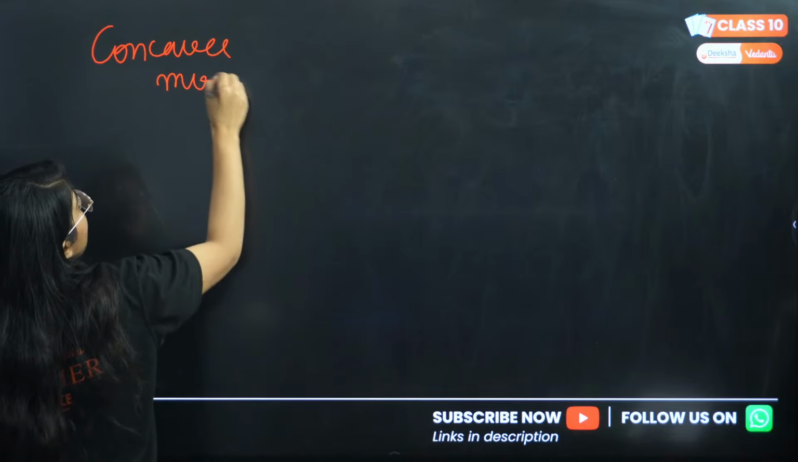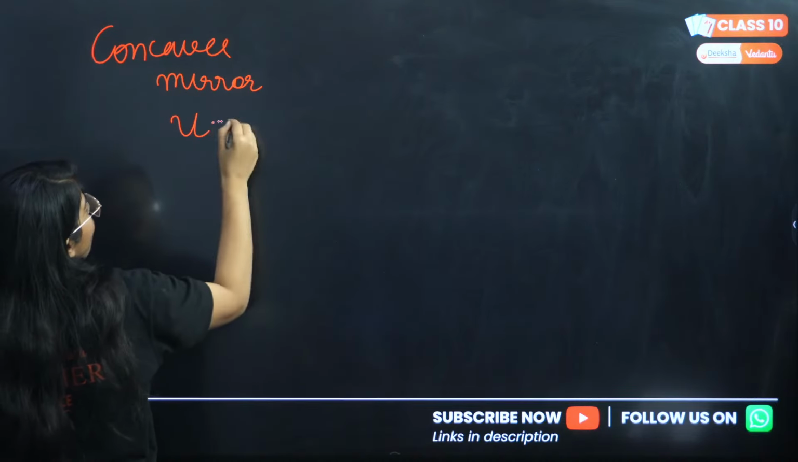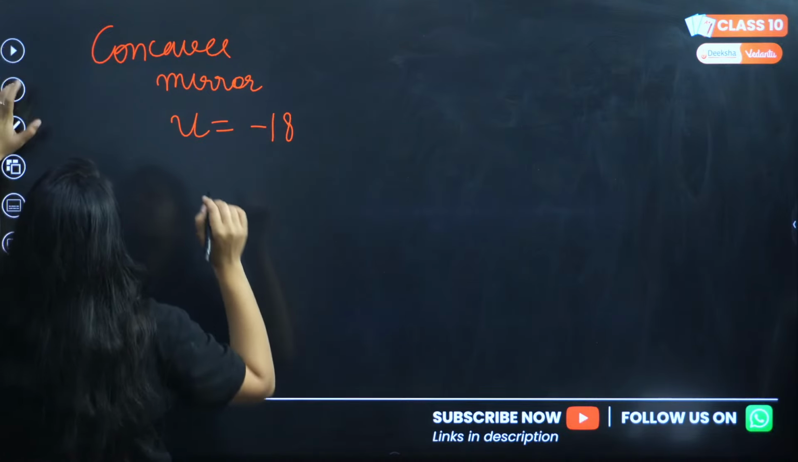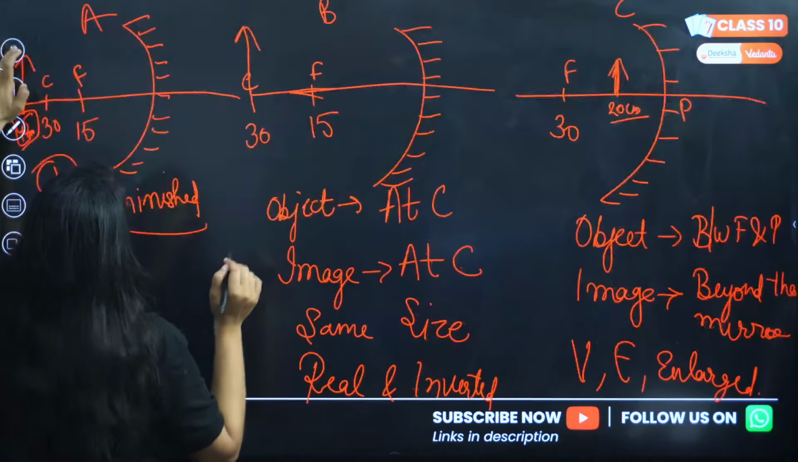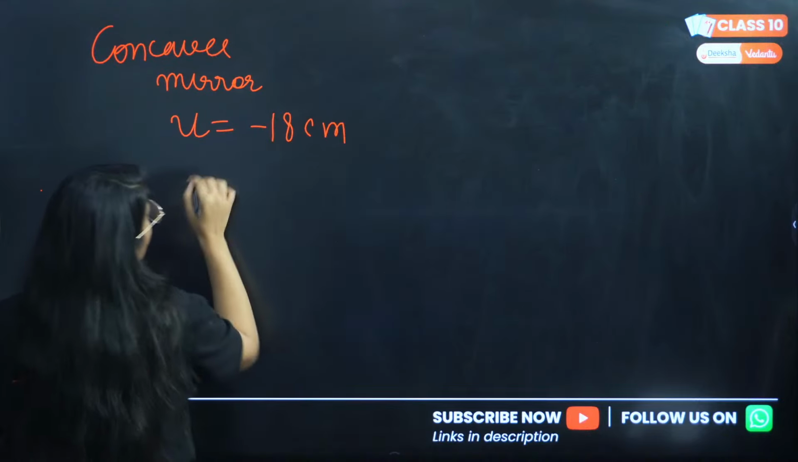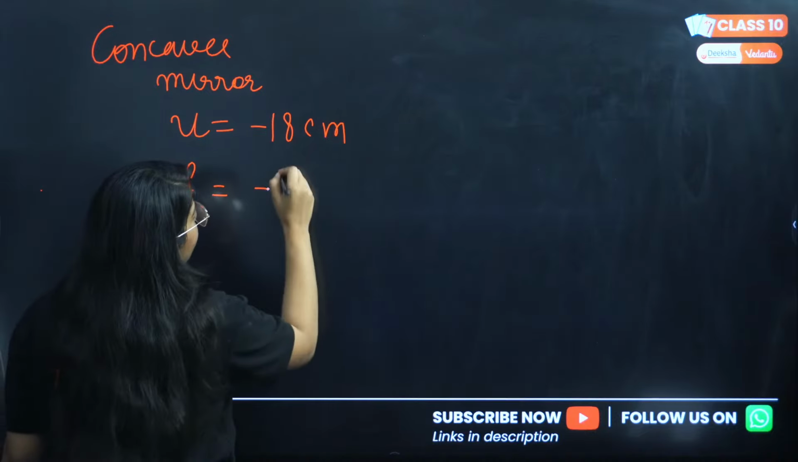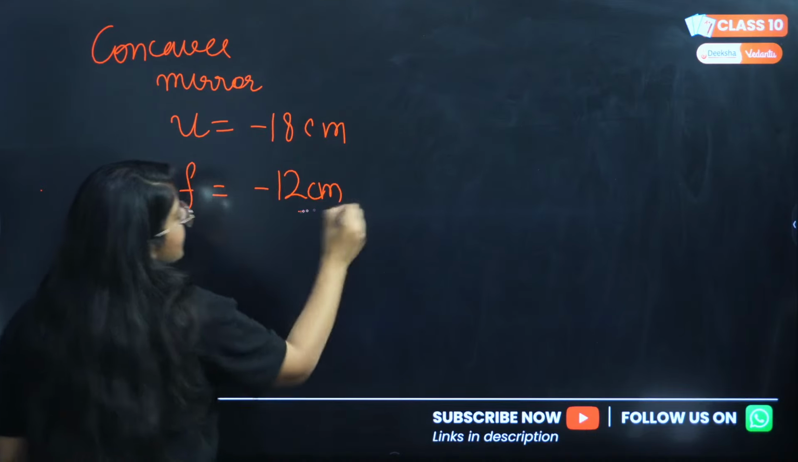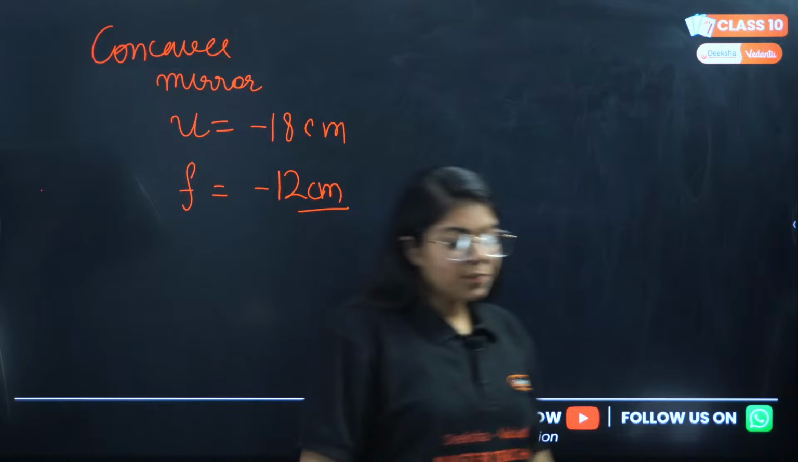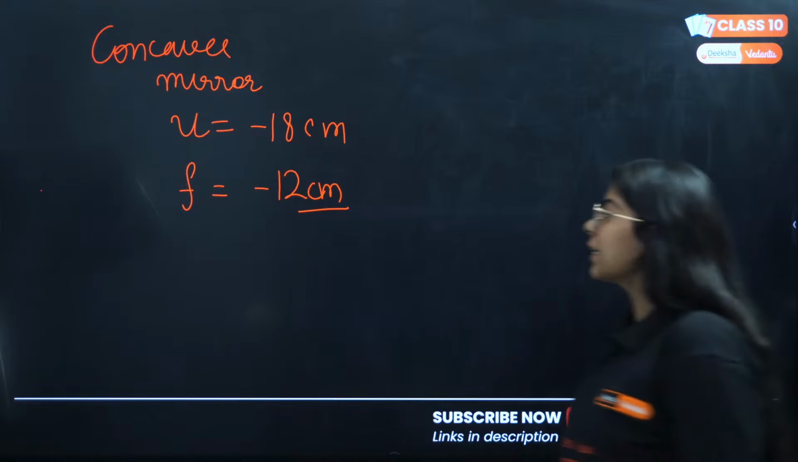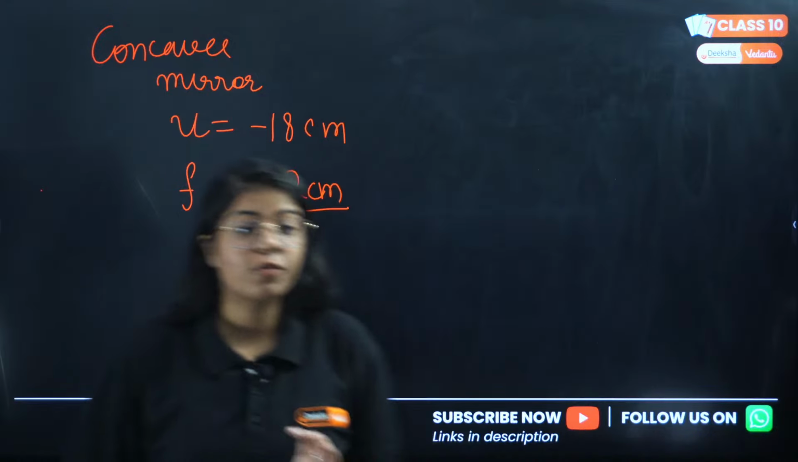We have a concave mirror. Object distance is always negative and it's given as minus 18 centimeter, and focal length of concave mirror is also always negative, so it will be minus 12 centimeter. Correct? Let me know the answer in the live chat. Can you solve this question? What will be the distance of image from pole?